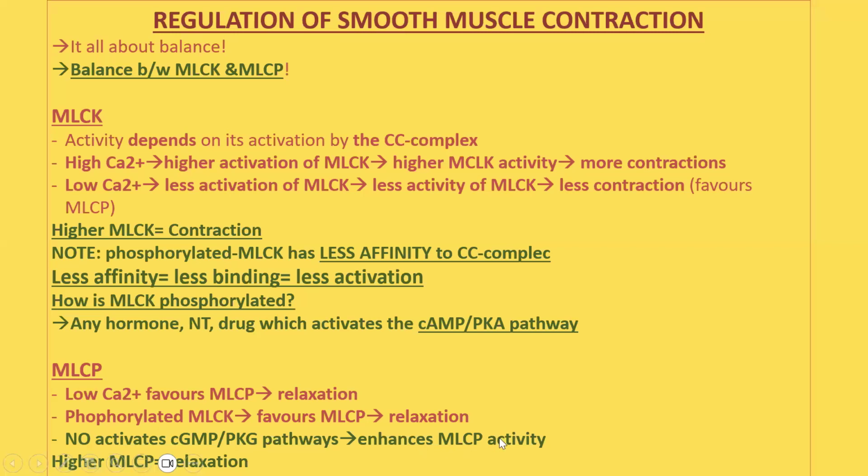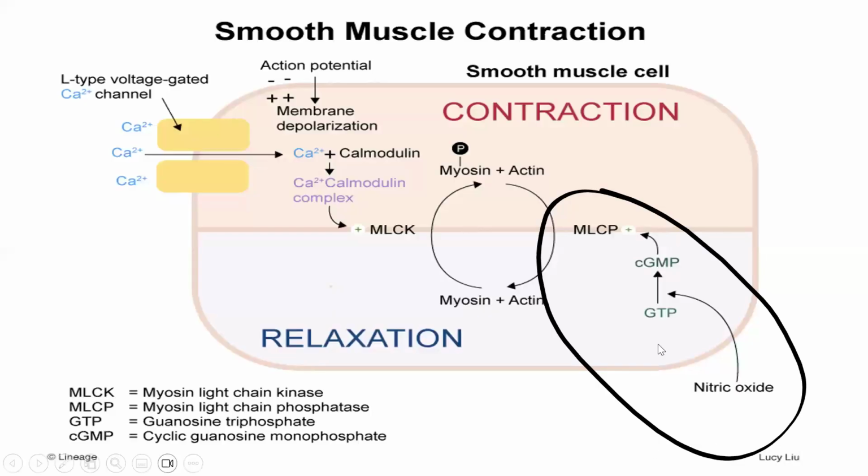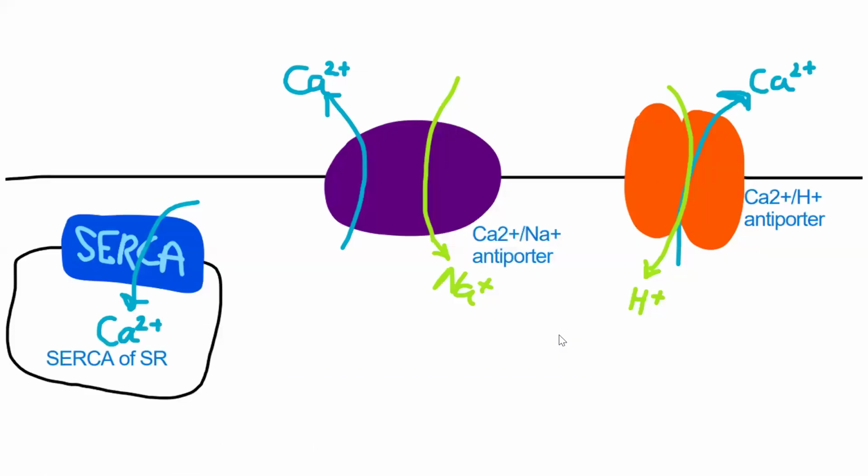So just to memorize it, nitric oxide will stimulate the cyclic GMP pathway, which will activate MLCP. If you have high MLCP, you will dephosphorylate the myosin head, and you will cause muscle relaxation. In pictures, nitric oxide, the GTP to cyclic GMP pathway will stimulate the MLCP. MLCP will remove the phosphate from the myosin. This myosin doesn't have a phosphate, and it will cause relaxation.